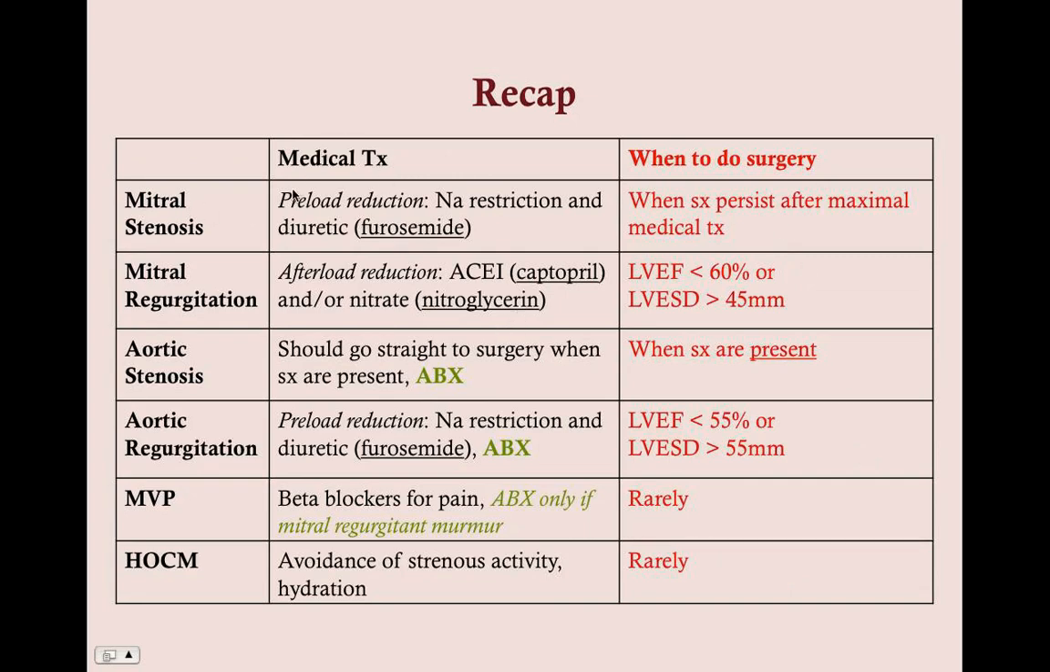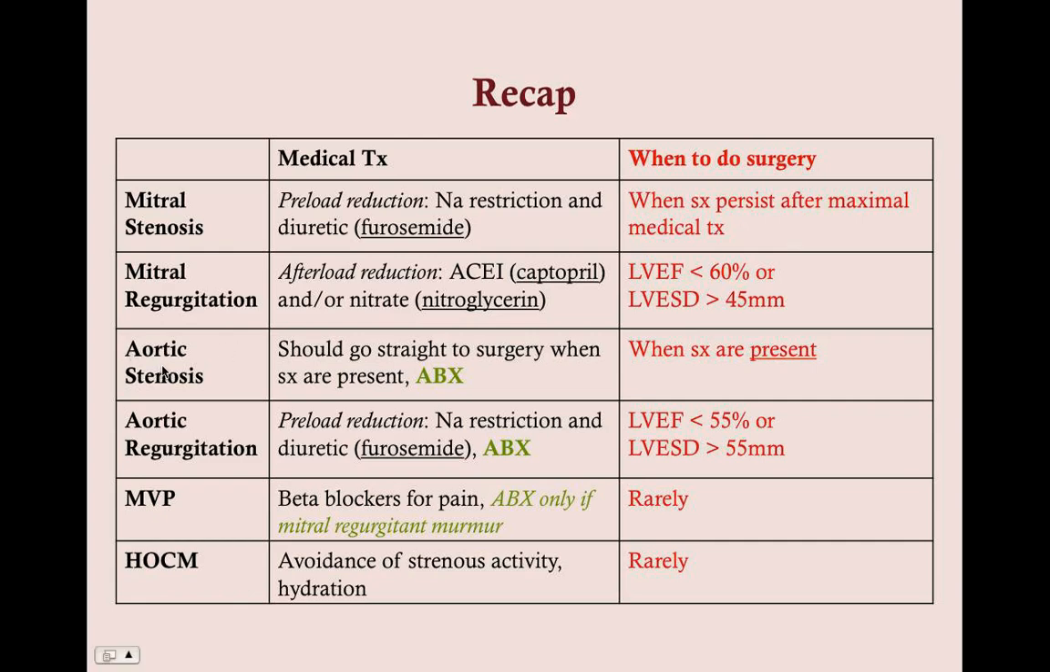So the treatment for mitral stenosis is going to be a preload reduction. Any diastolic murmur, mitral stenosis and aortic regurgitation are both diastolic murmurs. Any diastolic murmur gets a diuretic, so furosemide, and we do surgery when symptoms persist after maximal medical treatment. Mitral regurgitation, we need afterload reduction, and we do surgery when we have a left ventricular ejection fraction of less than 60% or left ventricular end systolic diameter of greater than 45 millimeters.